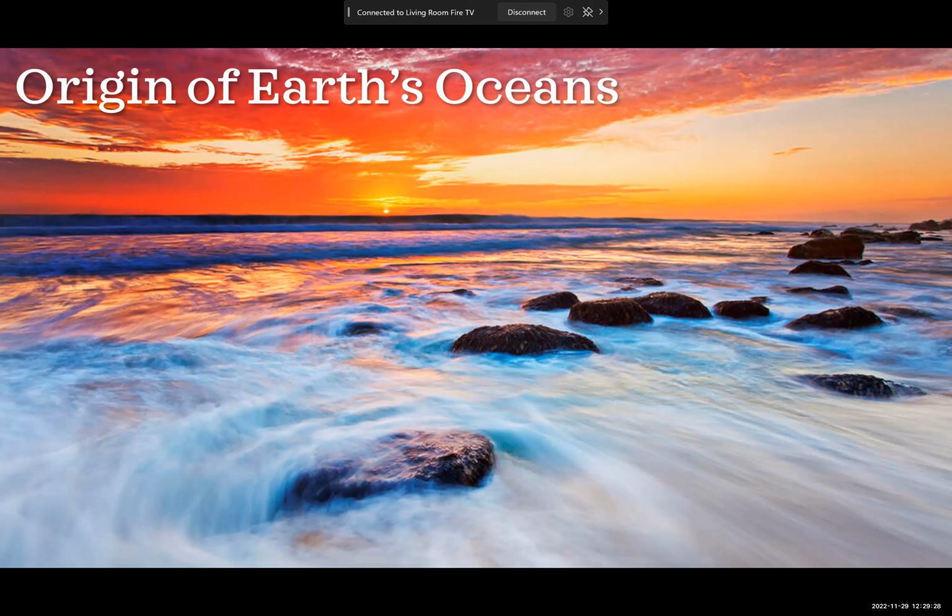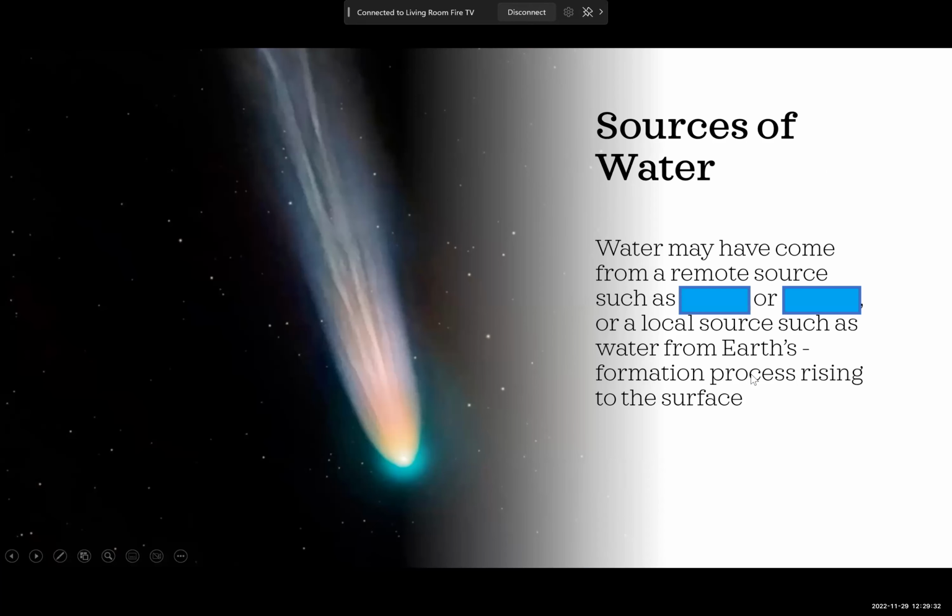Okay, so Earth's oceans. Where do oceans even come from? How do we get oceans? So we have some sources of water. Water may have come from a remote source or a local source, such as water that forms from the processes under the earth rising to the surface. Meteors or comets, same thing. Okay. So maybe water came from meteors and comets.